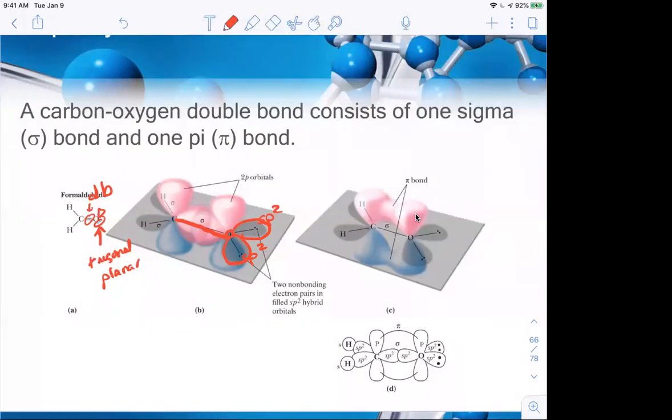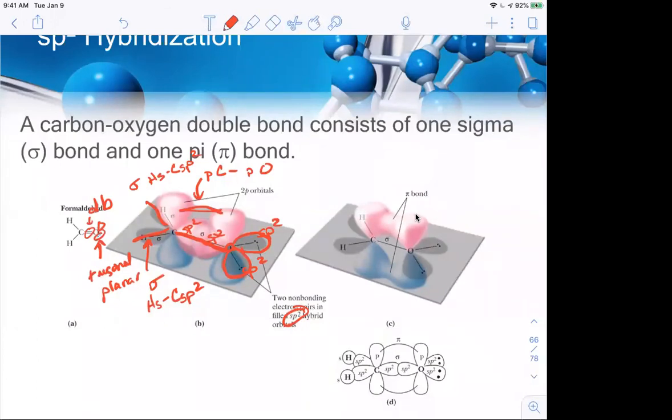The sigma bond is the carbon sp2 to the oxygen sp2. The pi is going to be the p orbital from the carbon to the p orbital from the oxygen. These other hydrogens are going to be sigma with the hydrogen s to the carbon sp2. This is going to be sigma from the hydrogen s to the carbon sp2. And then what I'm going to see is that my lone pairs are also in these sp2s.